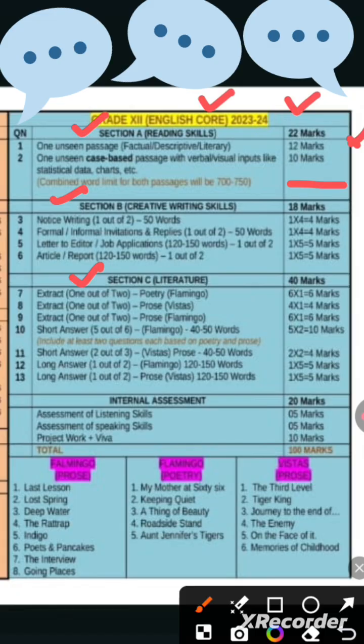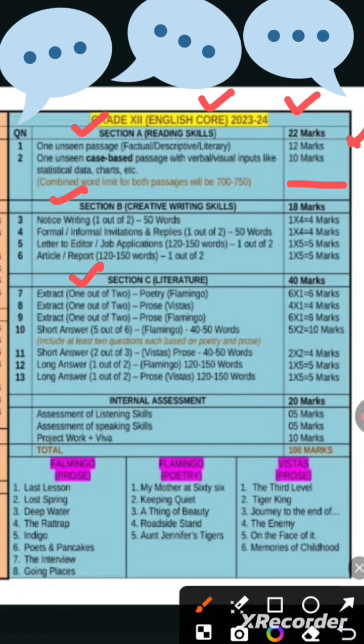Now we move on to long writing skills. Under short writing skills, you have notice writing and formal, informal invitations and replies, and under long writing skills, you have letter to the editor. Either you will get a letter to the editor, or you will get job applications, and you don't have to exceed the bracket of 120 to 150 words. You are supposed to do any 1 out of 2. Do not get so engrossed that you attempt both, otherwise you will lose time. Again, it would be for 5 marks.